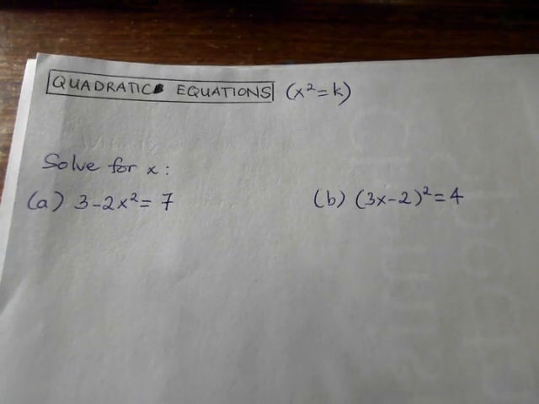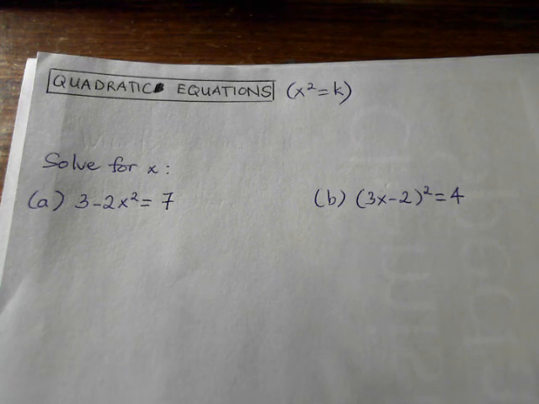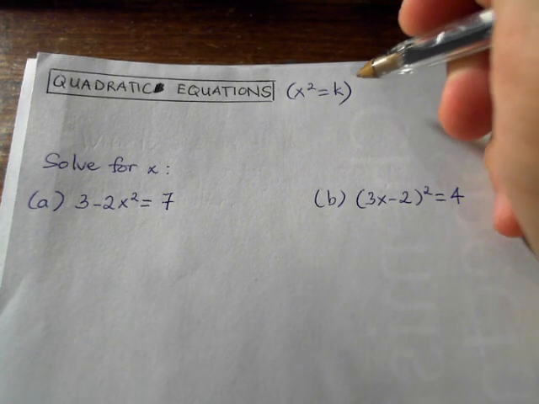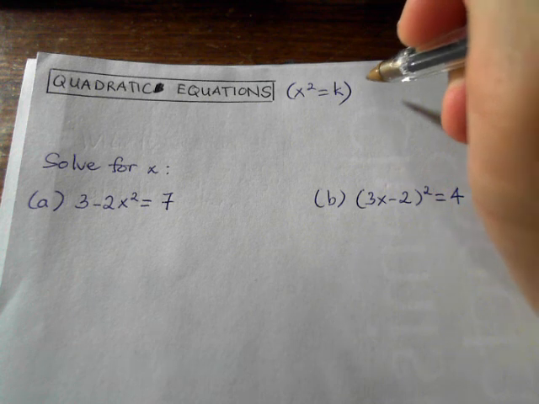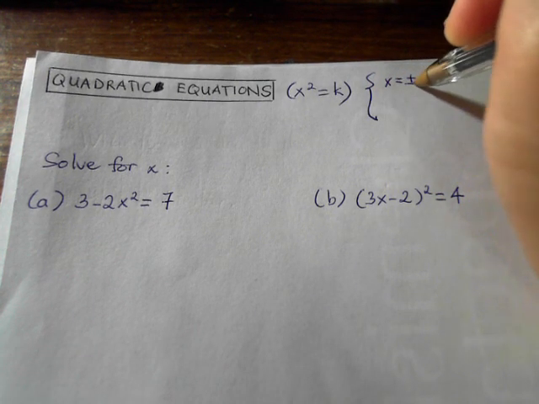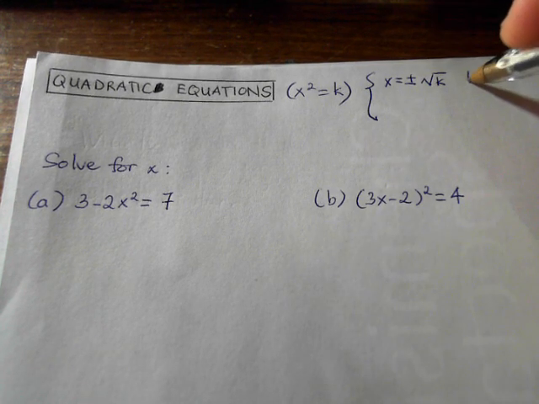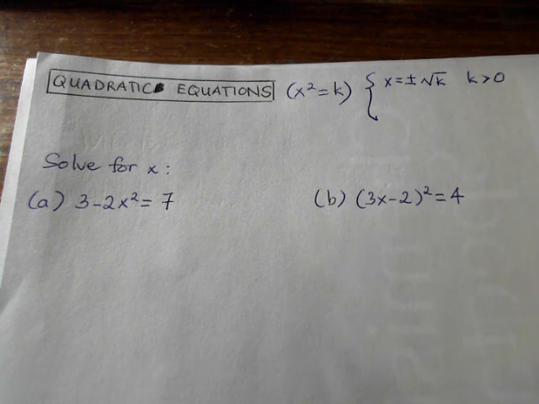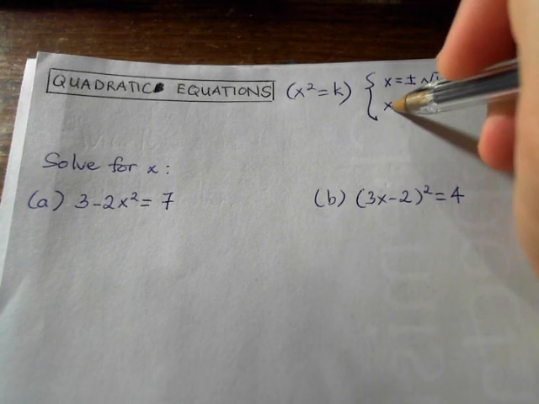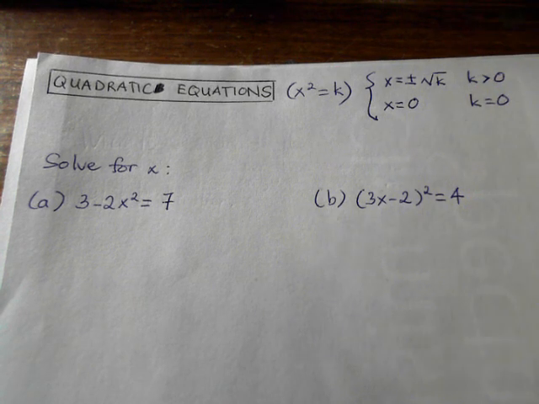Hello everyone, today's topic is about quadratic equations in the form of x squared equals k. If we are given an equation like this, we have to think about x squared equals k as x equals plus or minus the square root of k if k is more than 0. If x is equal to 0, we say that k is actually 0.